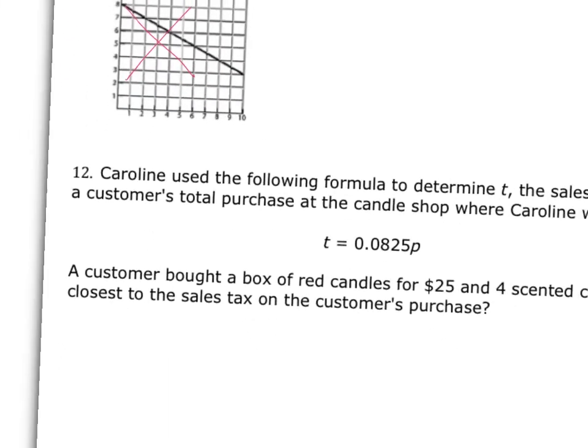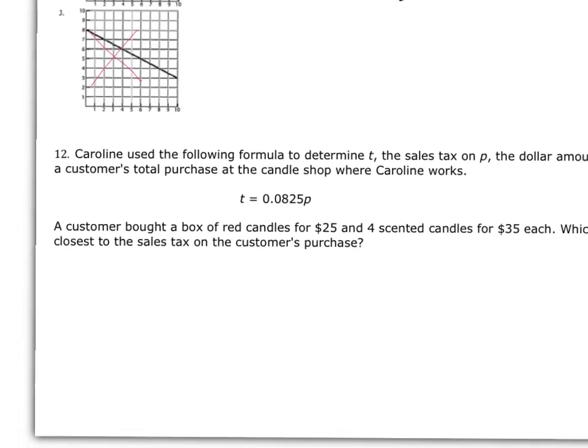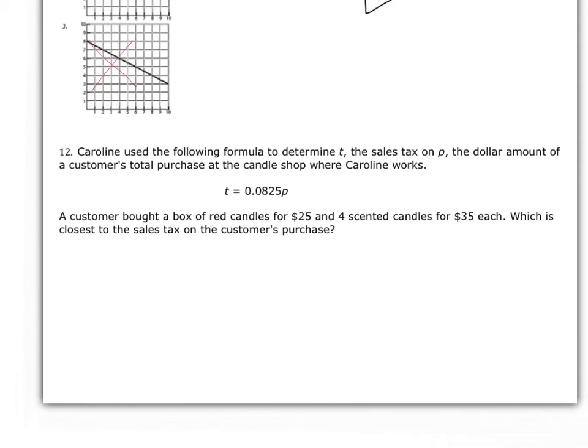Next question. Caroline used the following formula to determine T, the sales tax, on P, the dollar amount. So T stands for the tax, and P is the purchase, okay? And they actually gave us the equation, which is awesome. The customer bought a box of red candles for $25 and 4 scented candles for $35 each. So this each is a big word. Which is closest to the sales tax on the customer's purchase?